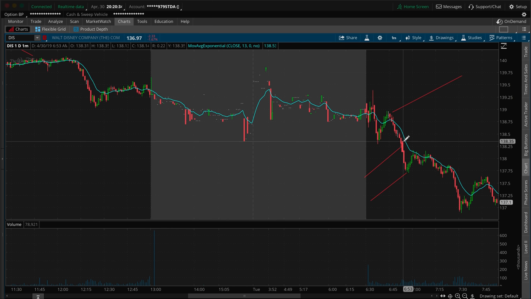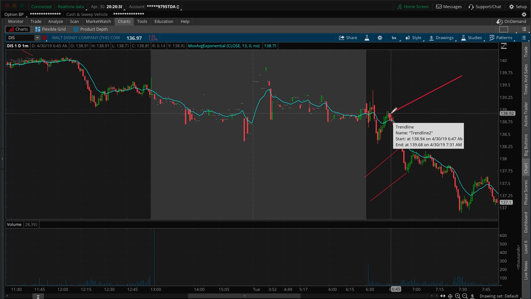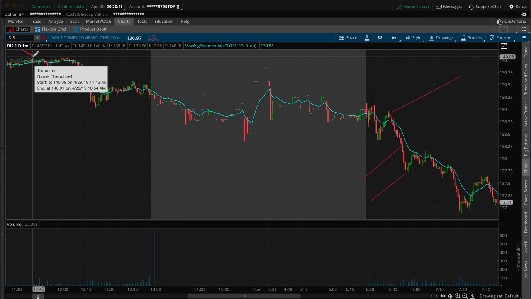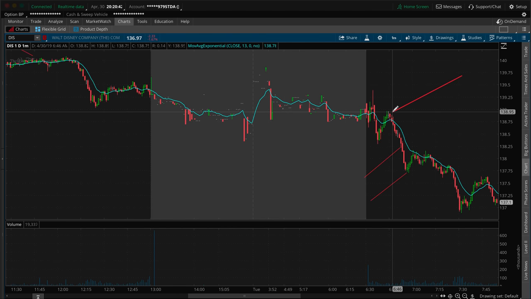Anyways, this is where I added in, basically. I added in 10 more contracts here. I initially got in 30 contracts here, added in 10 more here. So in total, I was in the trade at $3,830.